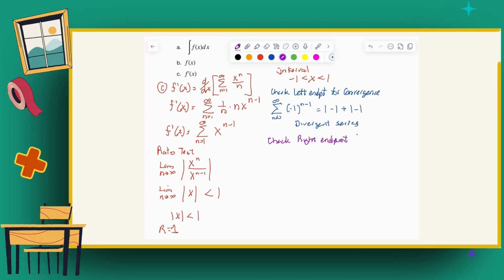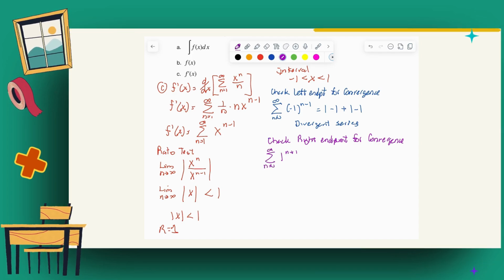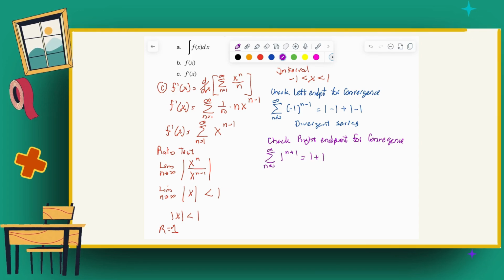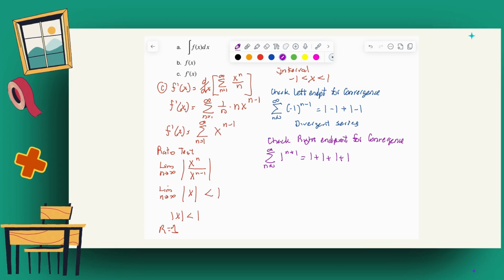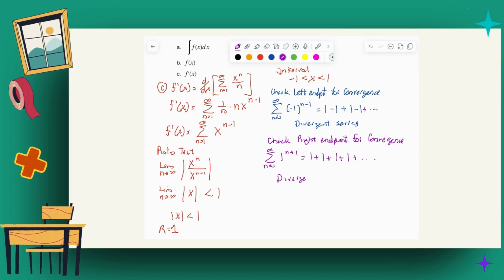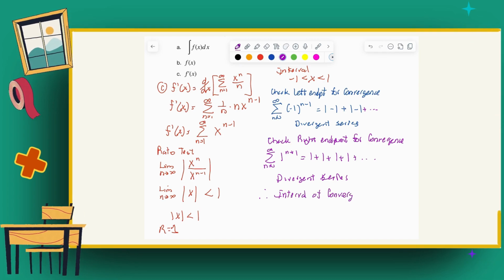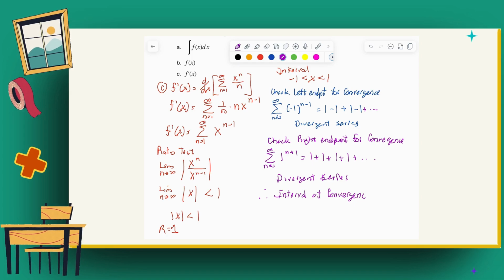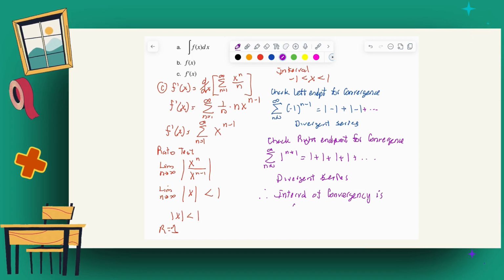And then we're going to plug 1 into our series. And so we're going to have the summation of n equals 1 to infinity of 1 to the n minus 1 power. And that's going to give us 1 plus 1 plus 1 plus 1 plus 1 plus 1, etc., forever and ever. And so that's continuing to grow to infinity, so this also diverges. So our conclusion is our interval of convergence for the derivative of f of x is parentheses -1, comma, 1 parentheses.